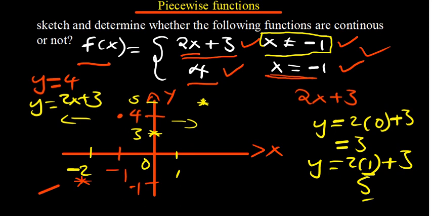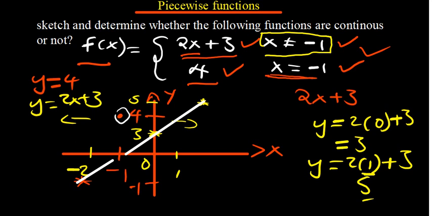So to sketch it, we'll use this. Let us draw that line. This is the way it's going to move. Then at the point where x is equal to -1, it is going to skip and continue after, like that. This point is defined by y is equal to 4. So that's how you sketch a piecewise function.